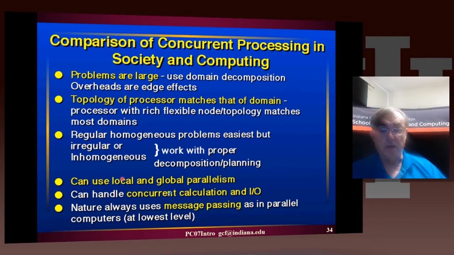We always use local and global parallelism, and we know how to do concurrent calculation at the same time as we're doing I/O. We buffer in the new data while we're reading from the old buffer and so on. And when we have multiple nodes, we tend to use message passing because that is the cost-effective way to build large-scale parallel computers.